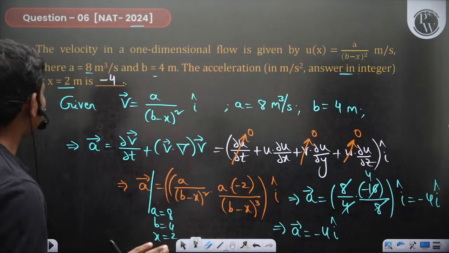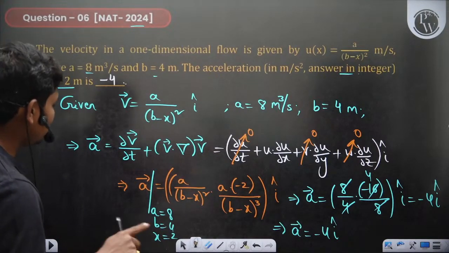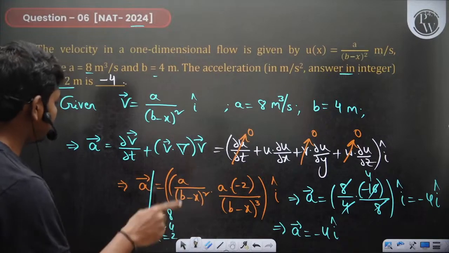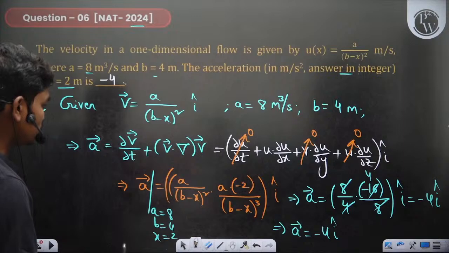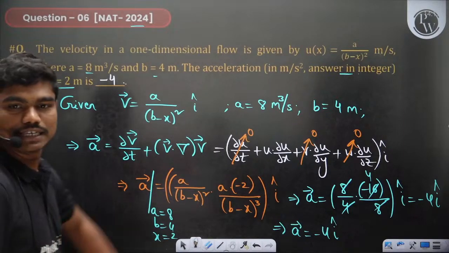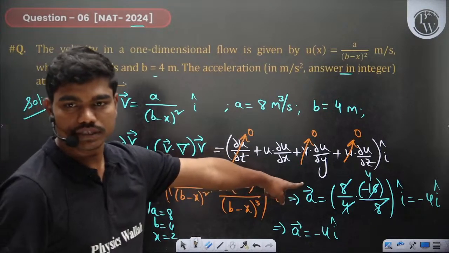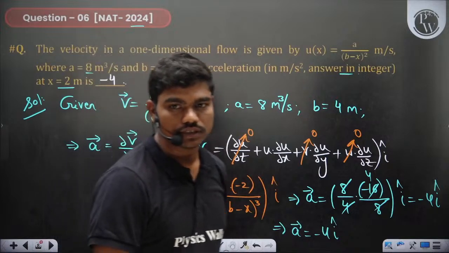U of x is equal to a by b minus x whole square. This is a function, a into minus 2 b minus x whole power minus 3. That comes down to 8, 4, 2. That's correct. Into minus 16 by 4 minus 2 whole cube, 8. Yeah, I think minus should be there. Yeah, minus should be there. Okay, so minus 4 is the correct answer.